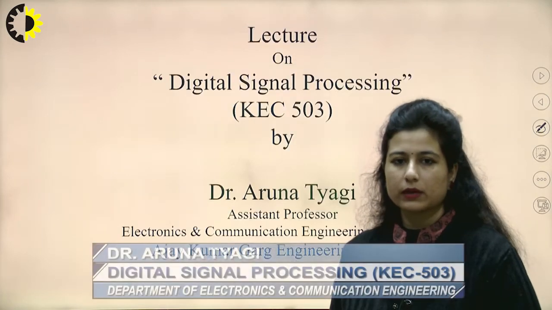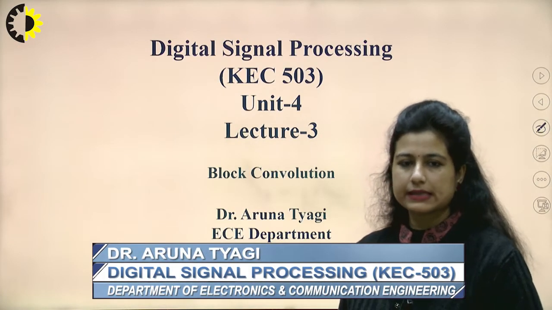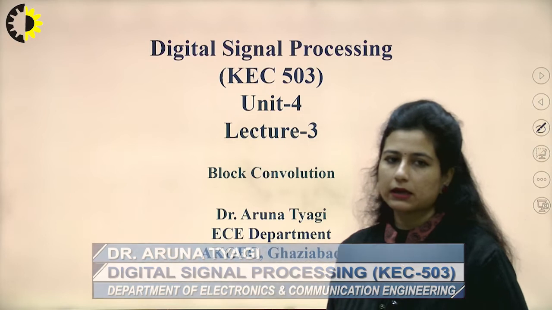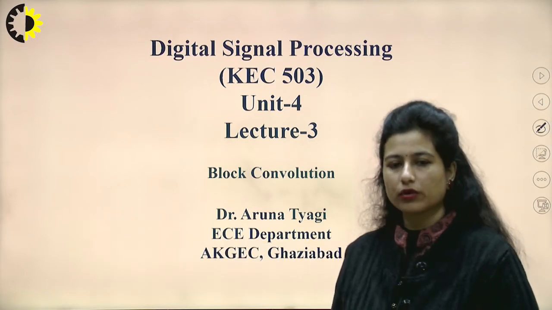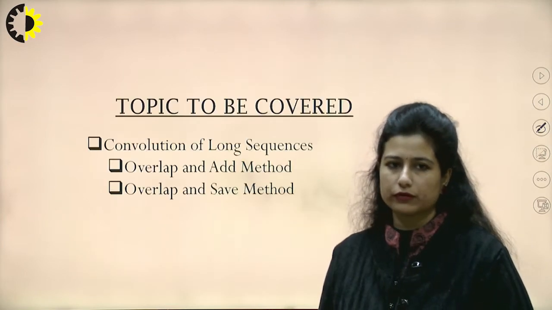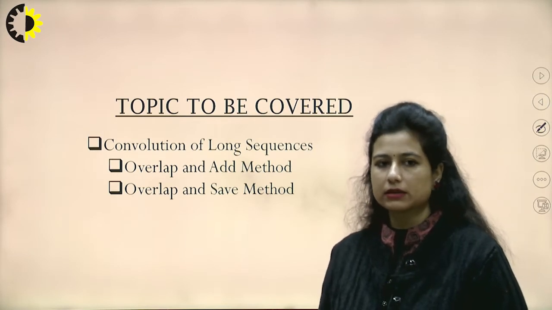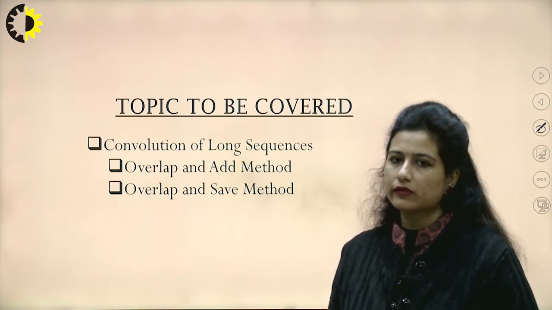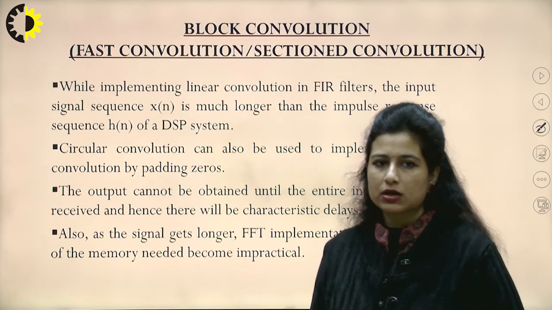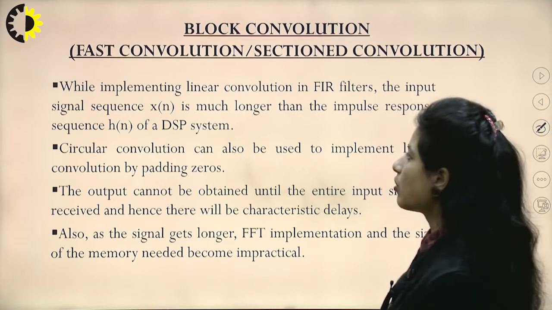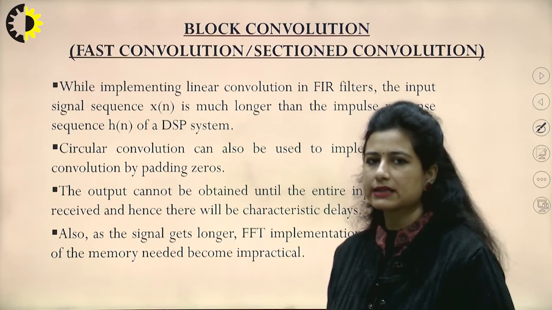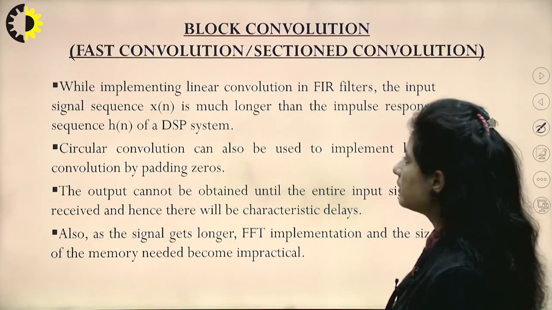Hello everyone, welcome to another session of digital signal processing. Today we'll be learning another technique of calculating the convolution, called block convolution. Here we will convolve long sequences by two methods: the overlap and add method and the overlap and save method. Block convolution is also called fast convolution or section convolution, based on the way we carry out the process of convolution.